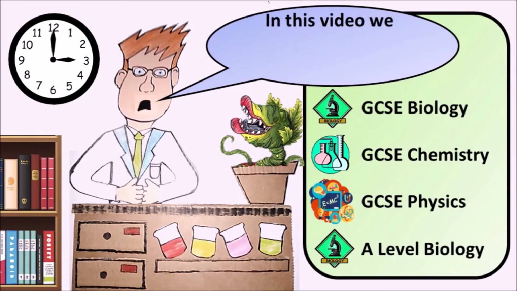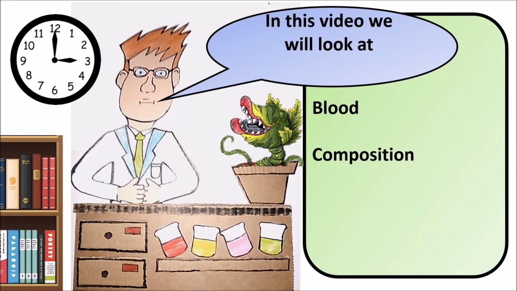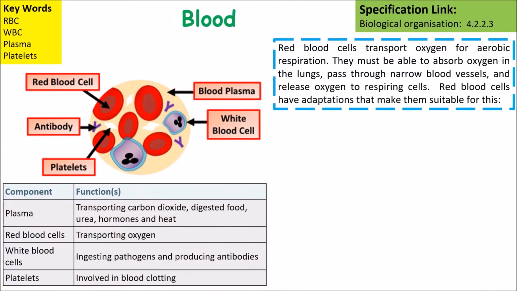In this video we will look at the blood, the composition of the blood and hemoglobin. So red blood cells transport oxygen around the body for aerobic respiration. They must be able to absorb oxygen in the lungs. They pass through narrow blood vessels and release oxygen in the respiring cells.